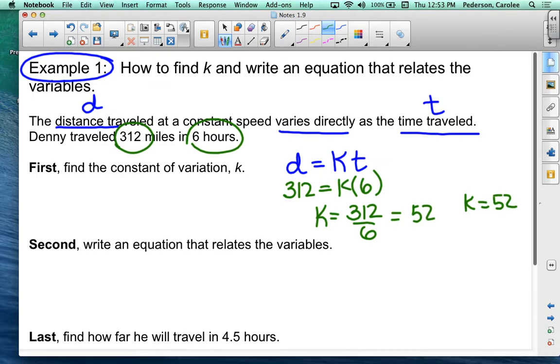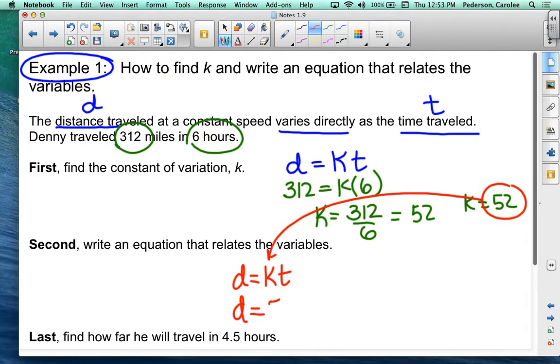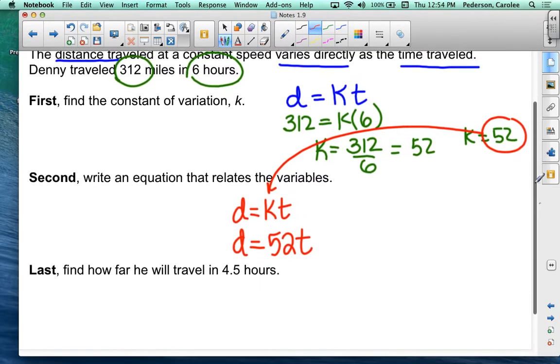Step 2, write an equation that relates those variables. So remember how we had d equals kt? We're just going to take this k and substitute it in. So distance equals 52t. All right, last step.